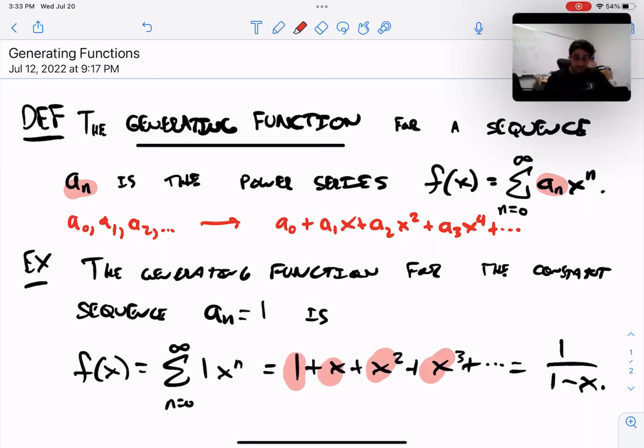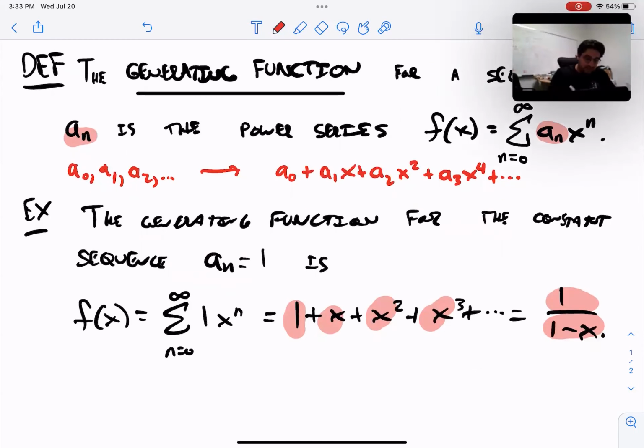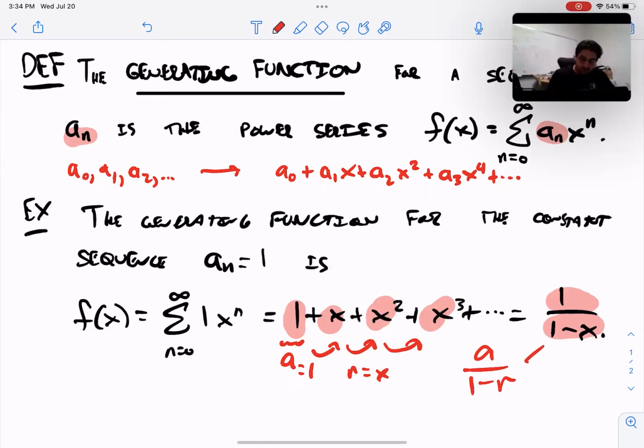And if you total that up, that's one of probably the most important power series from all of calculus, the geometric series. You can evaluate this by the geometric series formula into a closed form. Think of a over 1 minus r, where a is the initial term and r is the common ratio. So here a is 1, r is x, and a over 1 minus r becomes 1 over 1 minus x when you plug all that in. So that's an example of a generating function.